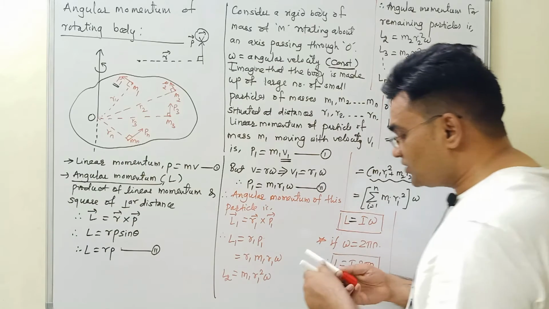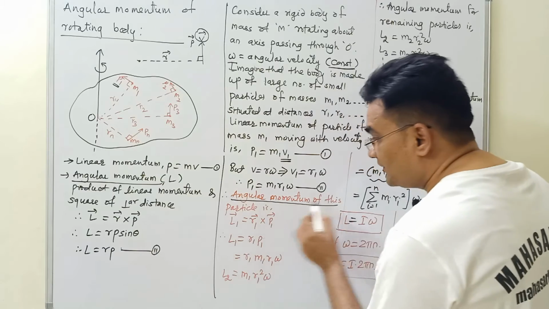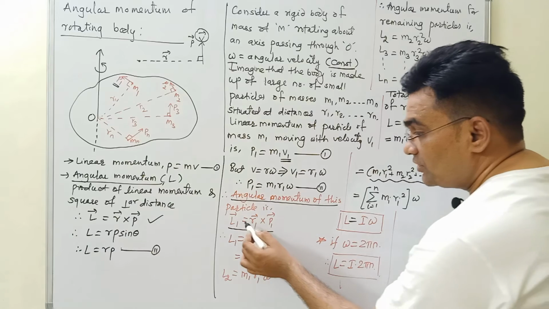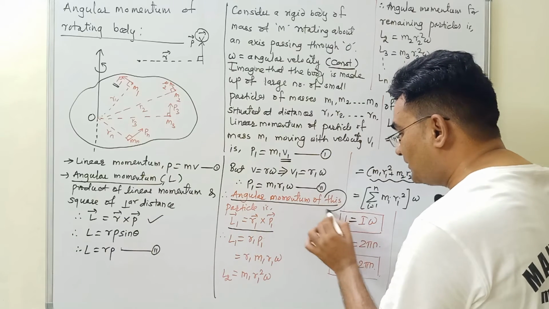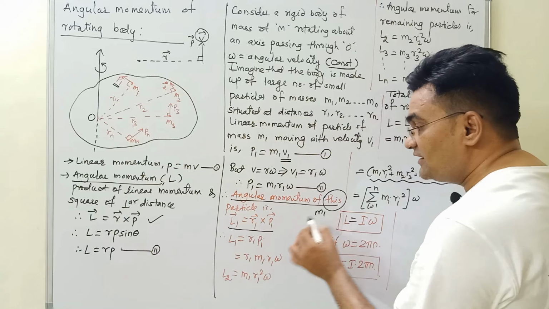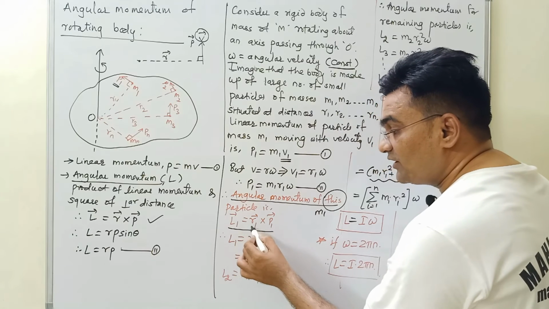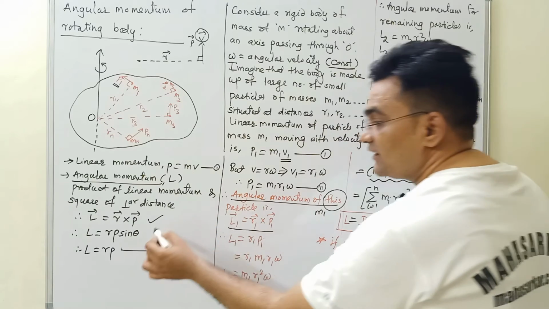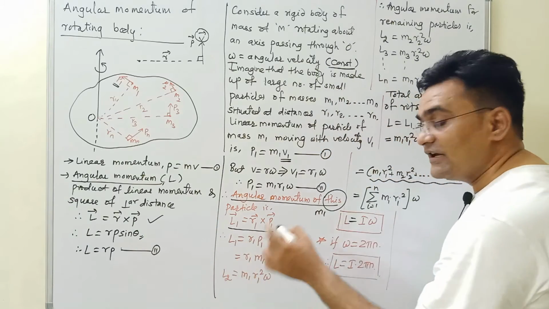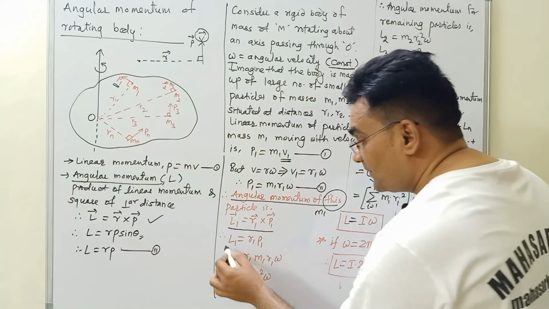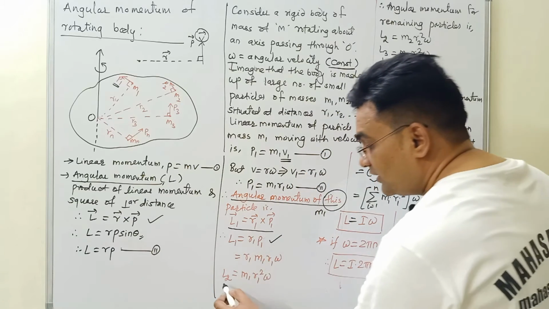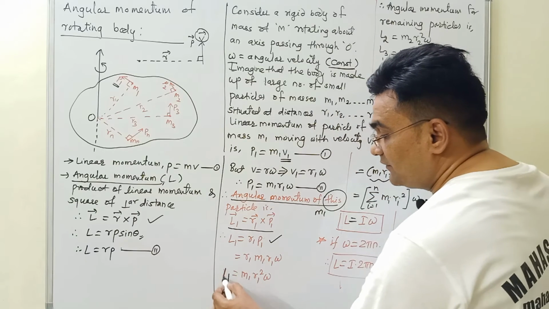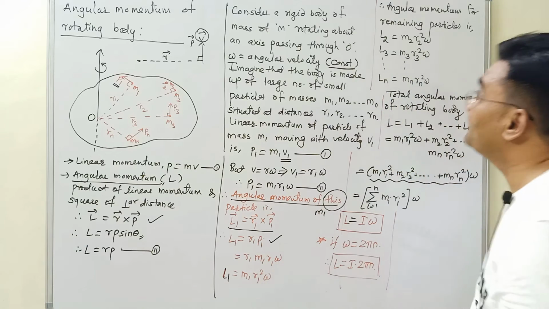So using the definition of angular momentum, what is the definition of angular momentum? It is r cross p. So angular momentum of the particle of mass m1 is vector L1 equal to vector r1 cross vector p1. But this is r p sin theta, and theta will be equal to 90 degrees. That means sin theta will be changed to 1. So L1 equal to r1 into p1. Sorry, here it should be L1. In that case, we have L1 equal to m1 r1 square omega.